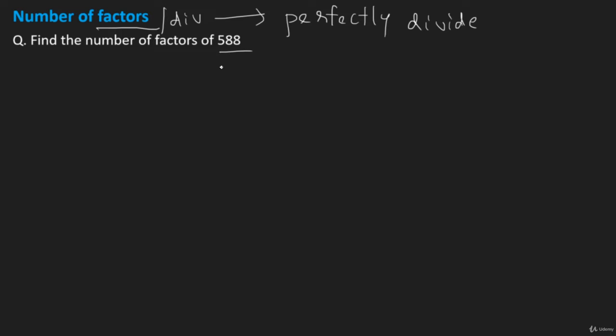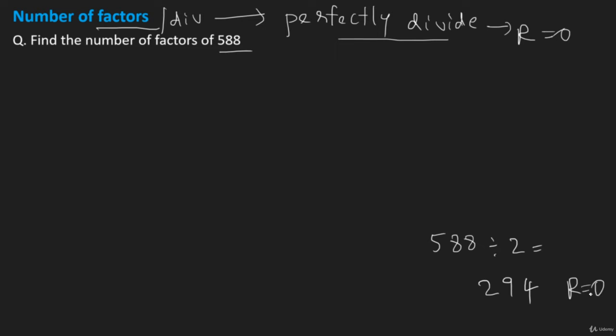In this case the given number is 588, and by perfectly divide we mean that the remainder after you divide will be 0. So for example, if you divide 588 by 2, you will get your answer as 294, and your remainder is equal to 0. Now we need to find how many factors 588 has. So let's try to understand how we can approach these types of questions.